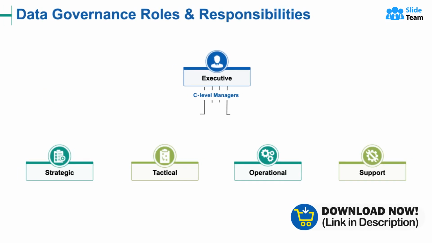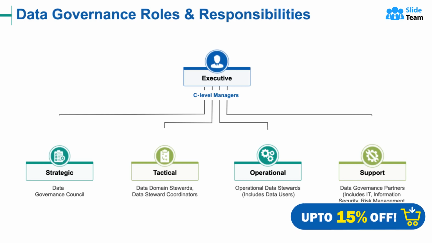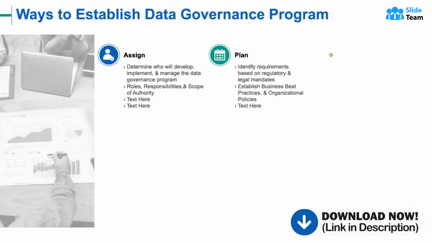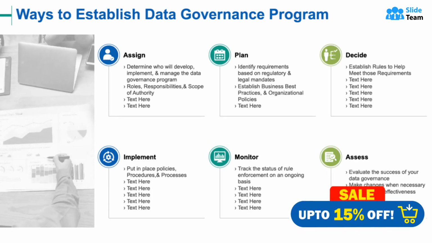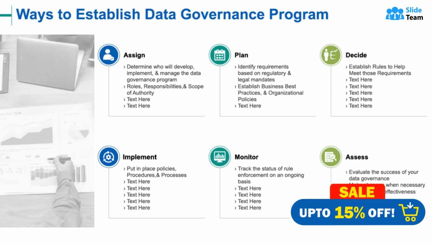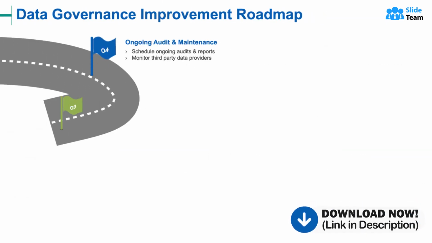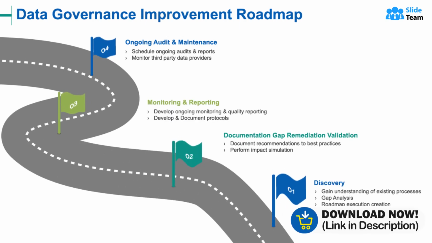Dig deep into intricate details of data governance roles and responsibilities, including strategic, tactical, operational, and supportive functions, and delve into each role's distinct purpose and contribution. Gain extensive hands-on expertise on establishing a data governance program with the outlined 6-step process: assign, plan, decide, implement, monitor, and assess. This complete deck is your one-stop solution to ensure the integrity, quality, and security of data.